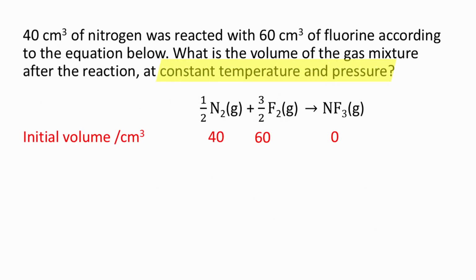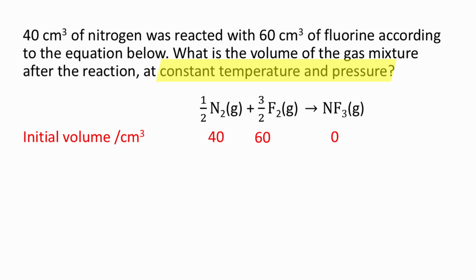If we look back at the question, it states constant temperature and pressure. This is a big clue that we should use Avogadro's law. We are given the initial volumes of nitrogen and fluorine. At the beginning of the reaction, there will be 0 centimeters cubed of the product, nitrogen trifluoride.